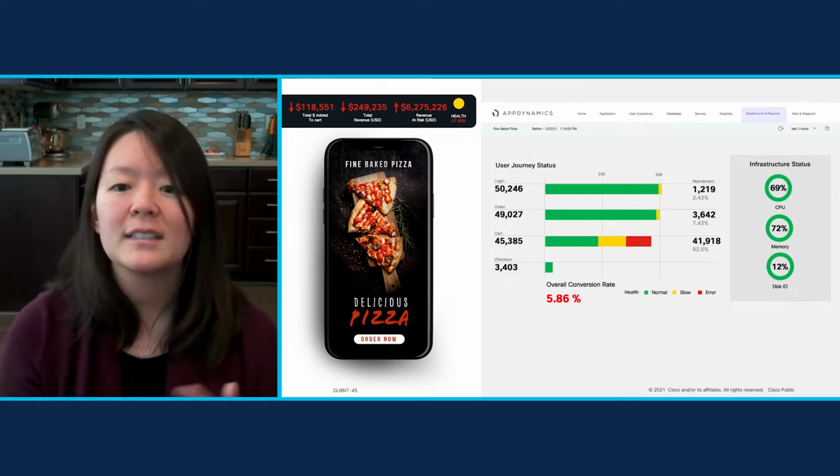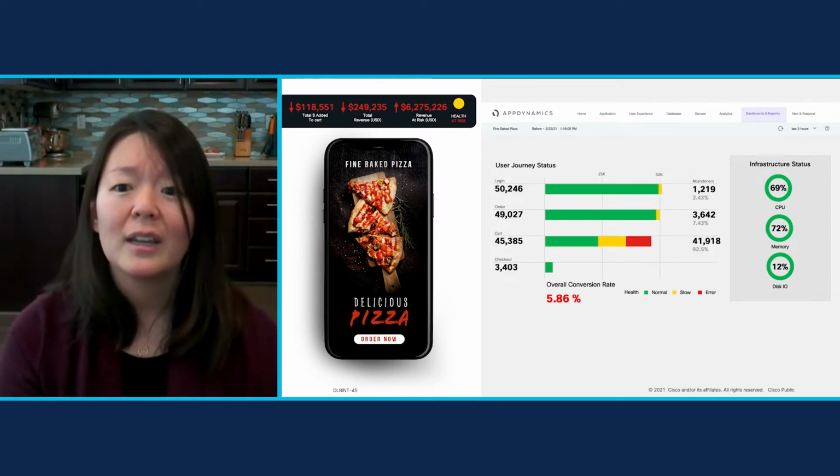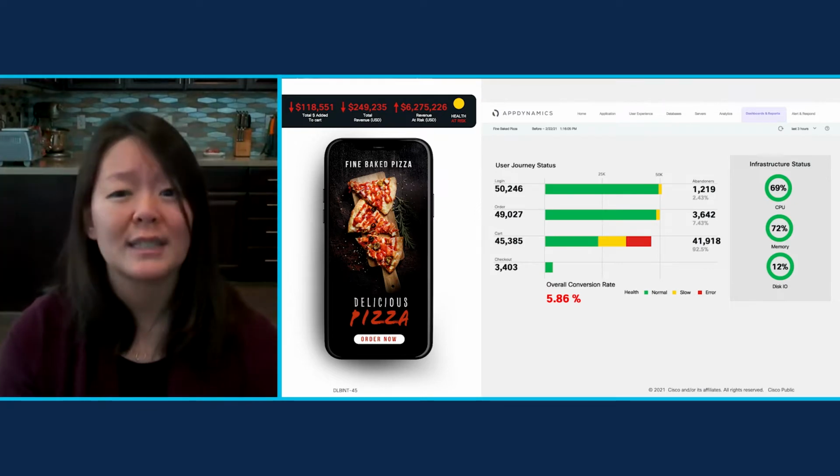But let's be real. Not everything works according to plan. And when things don't go as expected, that's a big problem. And so what I want to talk about is what happens when things go wrong. And in this case, you can see order volume is dropping. And looking at this dashboard, you can see high abandonment rates, which is incredibly concerning because this is a significant amount of revenue that's now at risk.